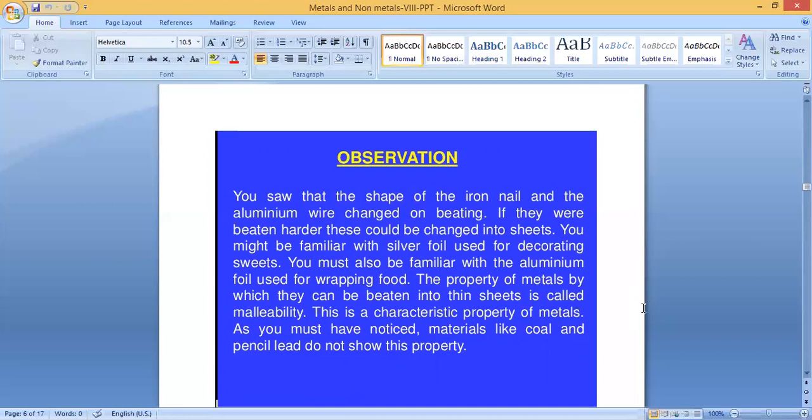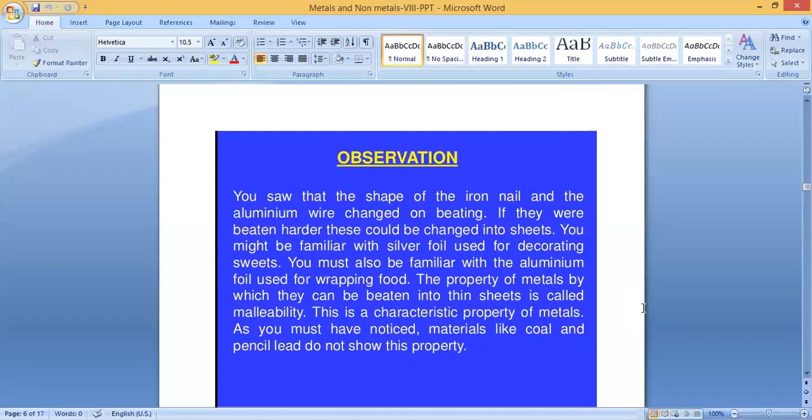You might be familiar with silver foil used for decorating sweets. You must also be familiar with the aluminium foil used for wrapping food. These are metals, but they are in sheet form. That characteristic is known as malleability. The property of metals by which they can be beaten into thin sheets is called malleability. This is a characteristic property of metals.